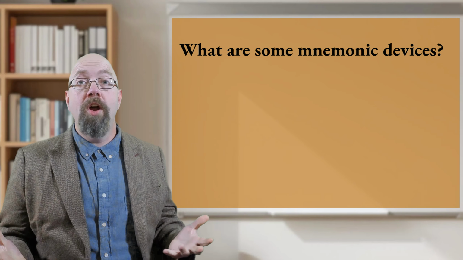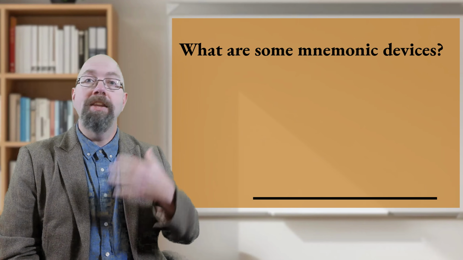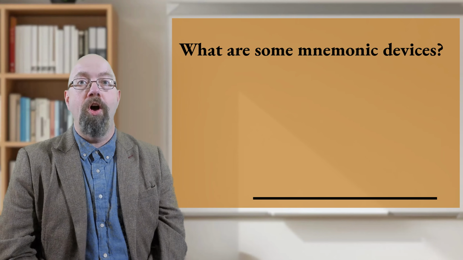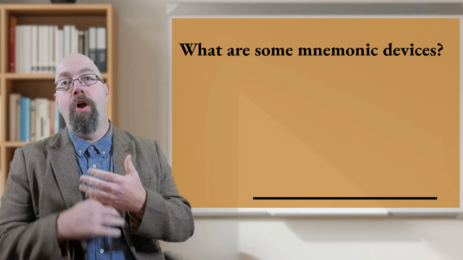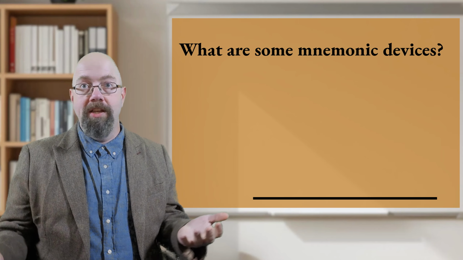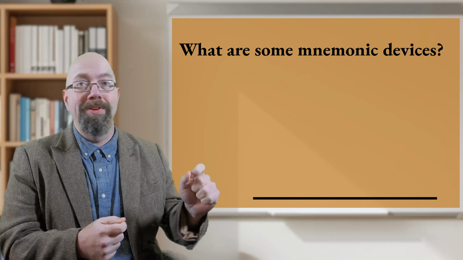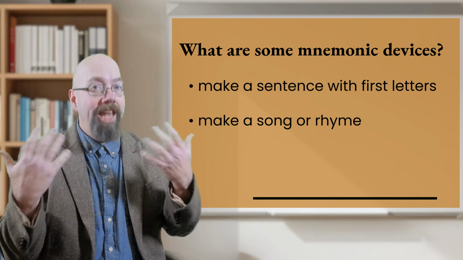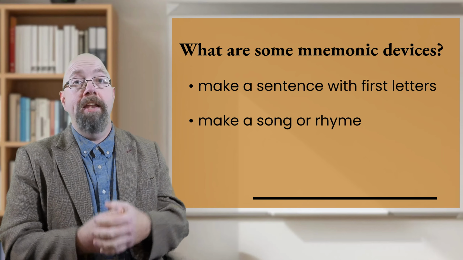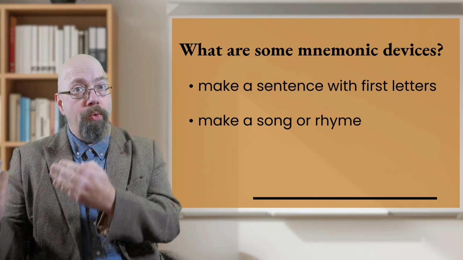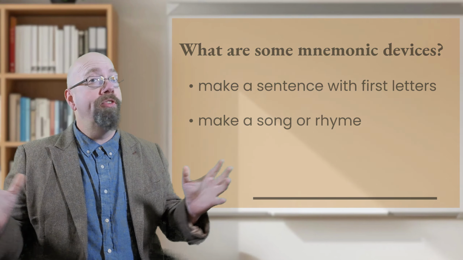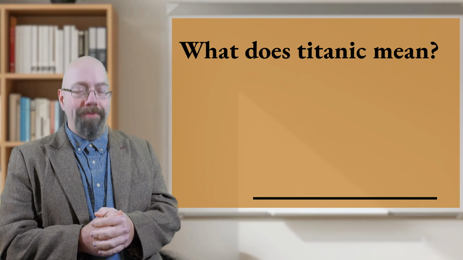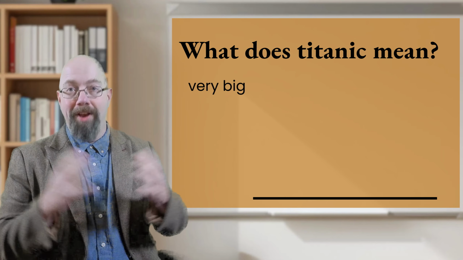Question number 2. What are some mnemonic devices? Can you think of some ways to put two things together to remember all of it? There are many different mnemonic devices we can use. We can remember a sequence of letters with a sentence that uses the same sequence of letters, like every good boy does fine. We can write a song or make a rhyme about it. These things are all mnemonic devices. What does Titanic mean? Of course, Titanic means very, very big.